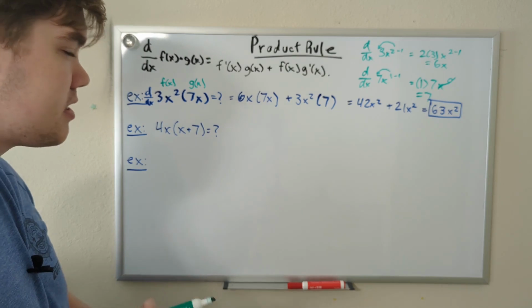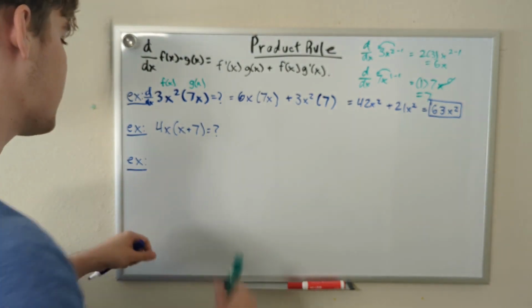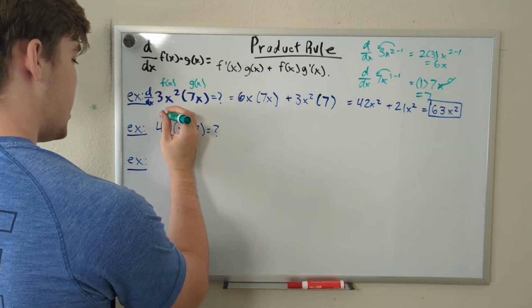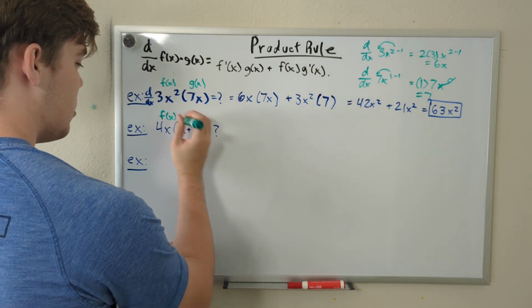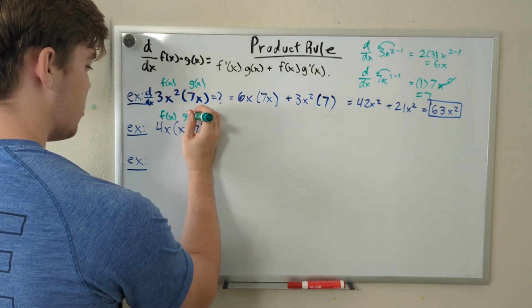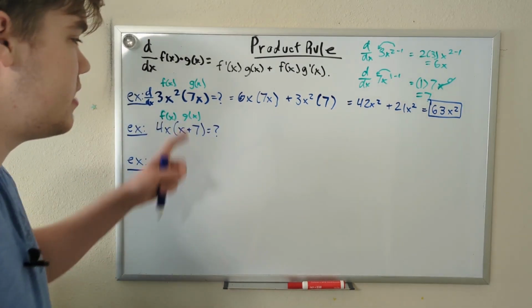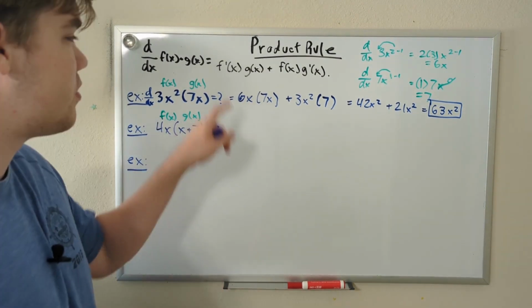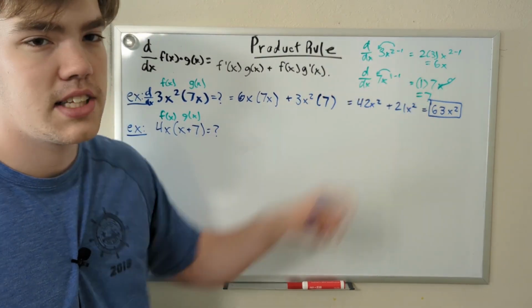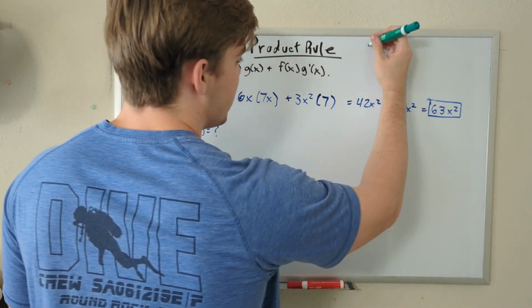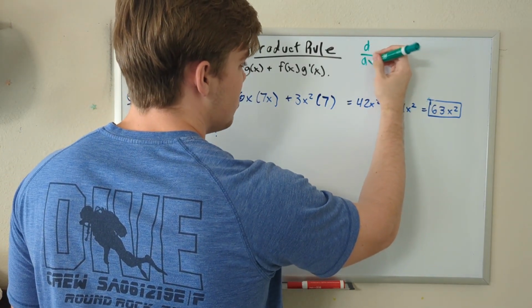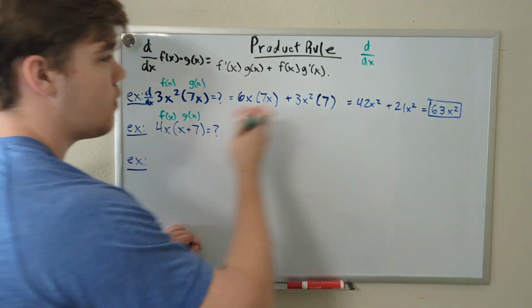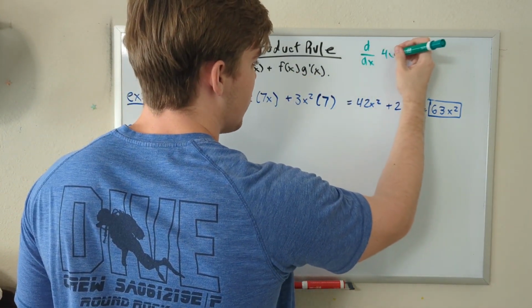Let's do that. Once again, let's establish which one's f of x and which one's g of x. I'm going to use this one, 4x, as f of x and x plus 7 as g of x. Kind of like before, first one is f of x, second one is g of x. You don't have to do it like that, but it just makes more sense to me. So first let's find f prime of x, and I'm going to erase that so we have a little more room to work with. So we need to find the derivative, or f prime, of f of x, which is 4x. So we're just finding the derivative of 4x.